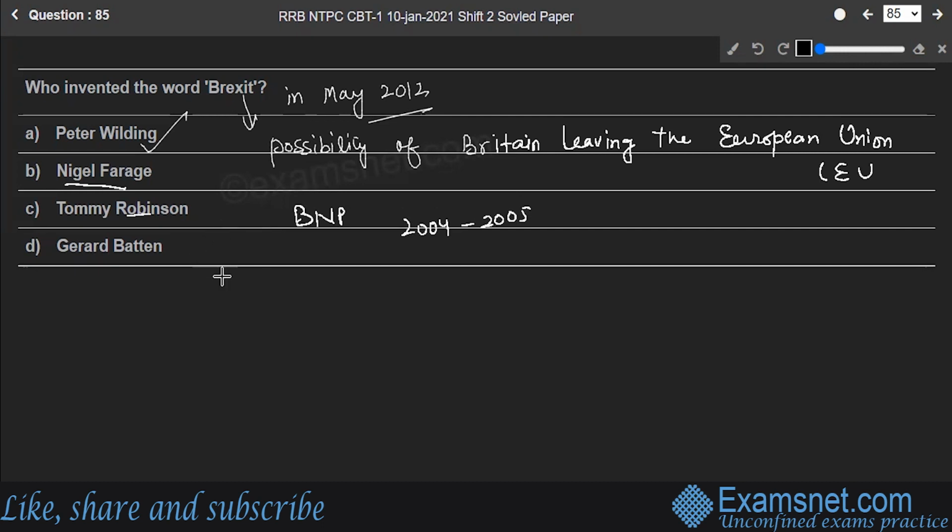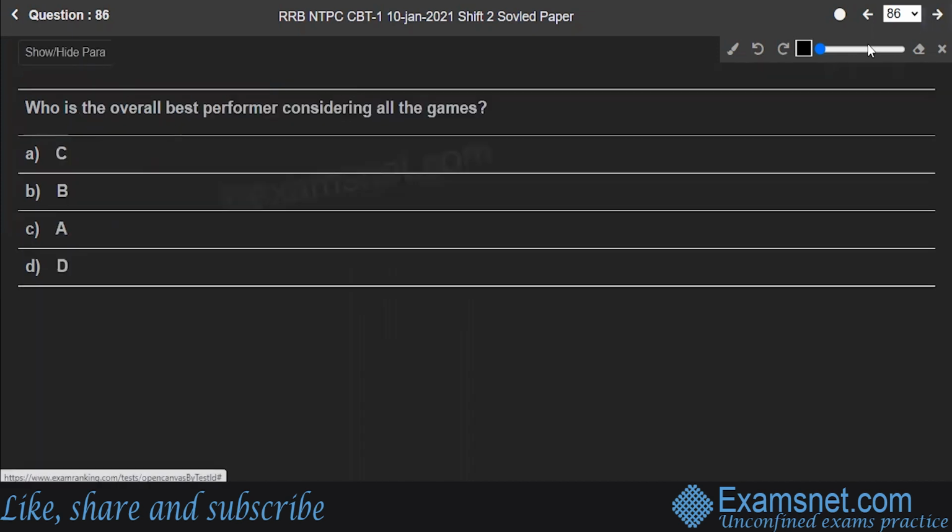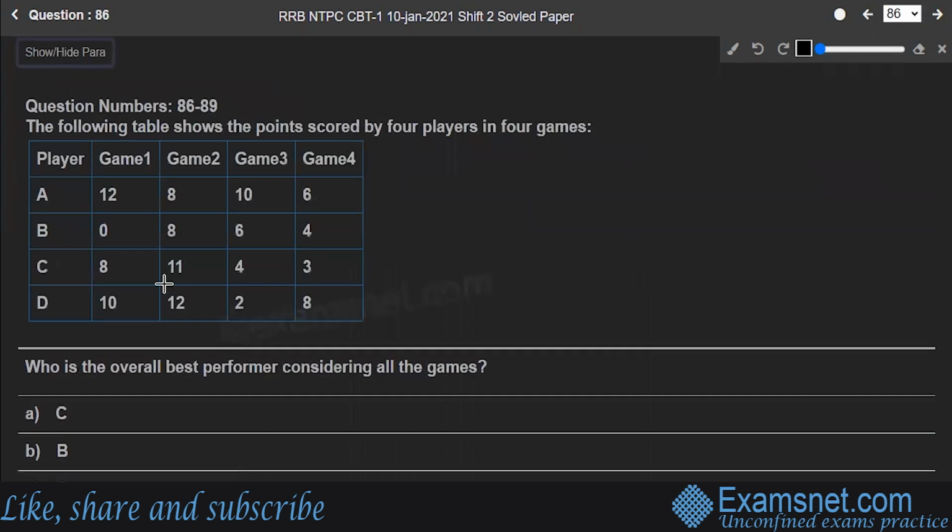Next, Gerard Batten was a member of Anti-Federalist League, an early Eurosceptic cross-party political alliance from 1992 to 1993. So we have Peter Wilding, option A, as the correct answer to this question. Hope you understood this. Next is question number 86.